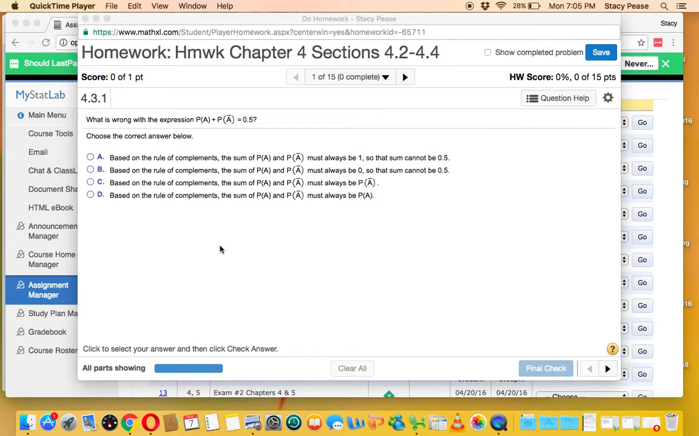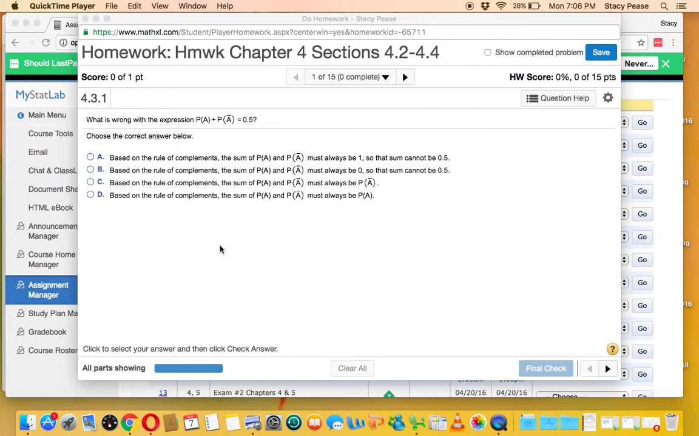Okay, so for this question: what is wrong with the expression the probability of event A plus the probability of event not A equals 0.0 or 0.5? Let's review what this equation is actually saying first, and then we'll figure out what the answer is based on that. The probability of A is whatever outcome you're hoping for. Not A is by definition A's complement, which means that not A is anything that occurs that is literally not event A.